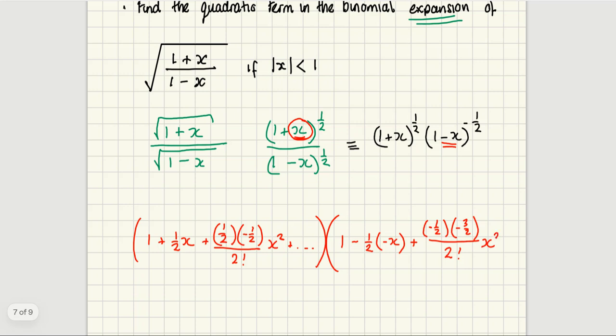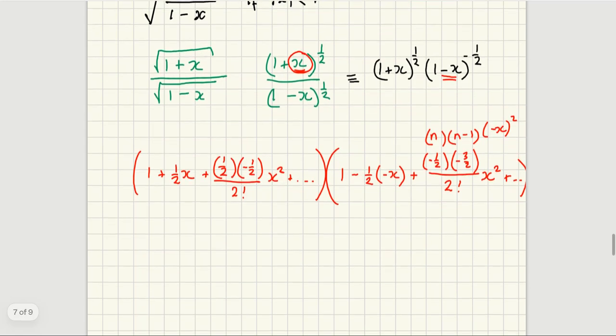Well, actually, I can just do x squared because minus x squared is the same thing. Okay, it's 3 over 2, minus half minus. Remember, it was n and then n minus 1. If n is minus a half, minus a half minus 1. Oh, yeah. Okay, all right. Where do the quadratic terms come from?